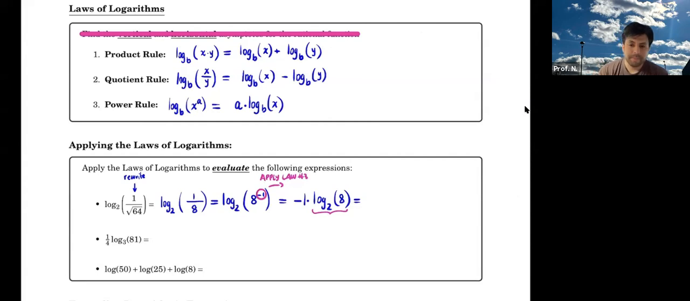It's 3, right? Remember what log does? Log tells me what's the exponent that I raised 2 to get 8. Well, 2 cubed is 8. So log base 2 of 8 is 3. So the answer here is negative 3.